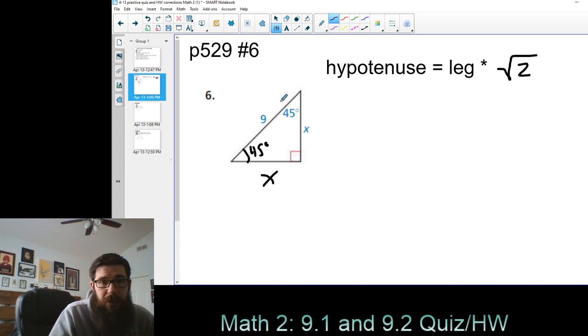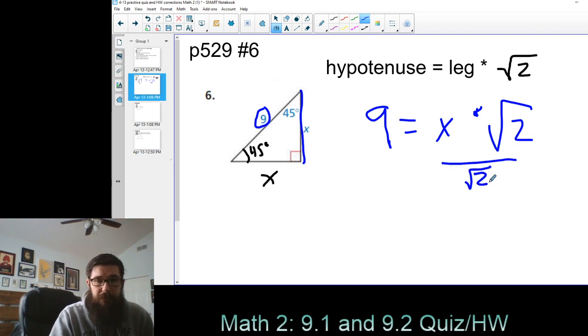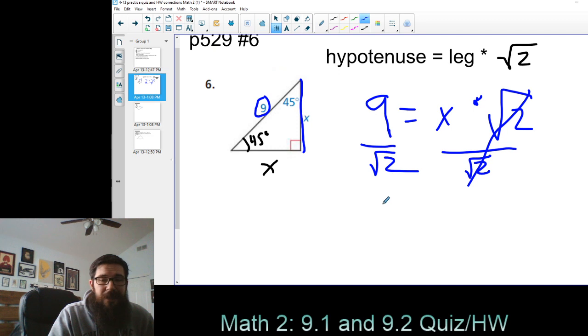Let's substitute what we know. The hypotenuse is this 9 right here, so we're going to rewrite 9 equals the leg we don't know, the x value, times square root 2. We're asking you to solve for x. X right now is being multiplied by square root 2, so what am I going to do? Divide both sides by square root 2. On the right side, those are going to cancel completely. That's going to give me 9 divided by square root 2.